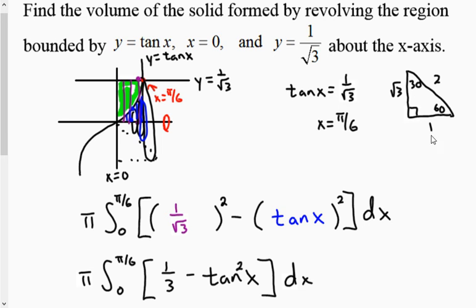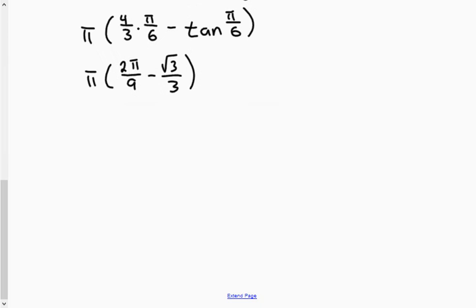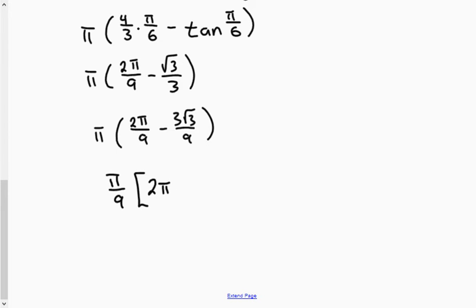Tangent of 30 is 1 over square root of 3. Right, if we want to get technical, we can go ahead and rationalize that to square root of 3 over 3. Because then that might make this a little nicer, because then maybe we can make this 2 pi over 9, and then multiply this top and bottom by 3 and get 3 square root of 3 over 9. And then pull out a 1 over 9 and get pi over 9 times 2 pi minus 3 square root of 3. And there's our volume. It's that many cubic measurements.